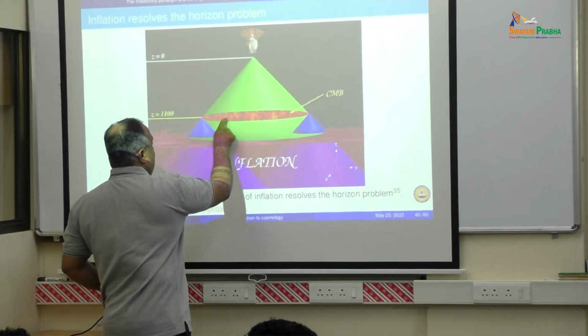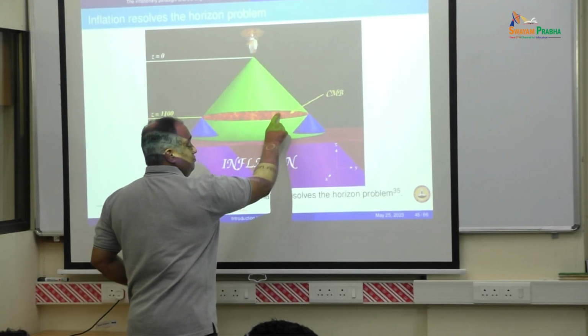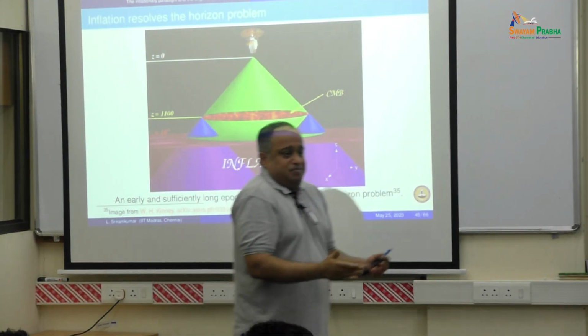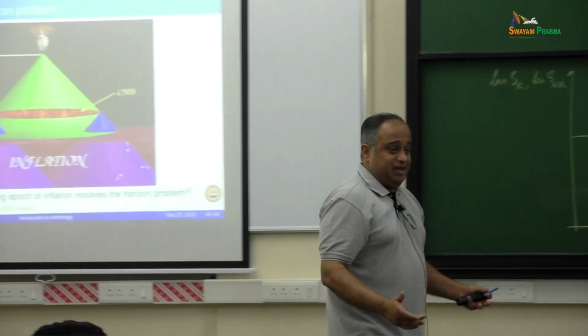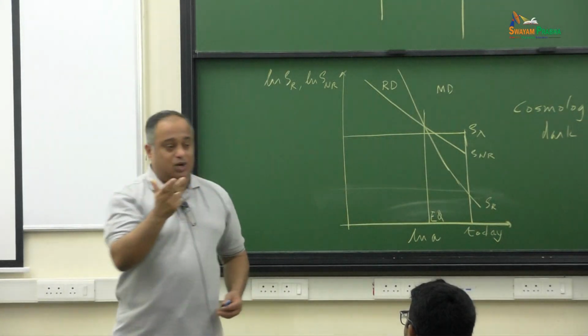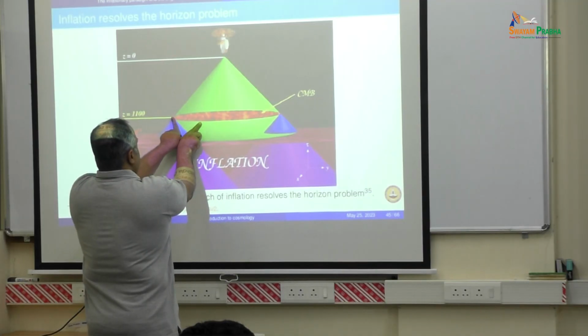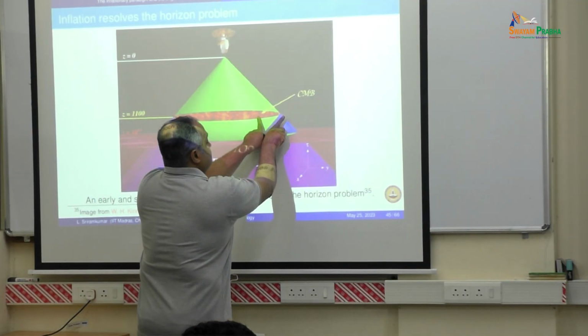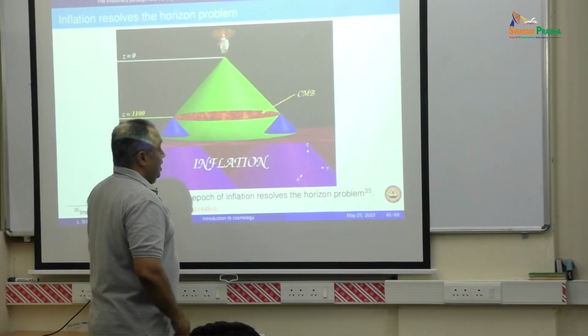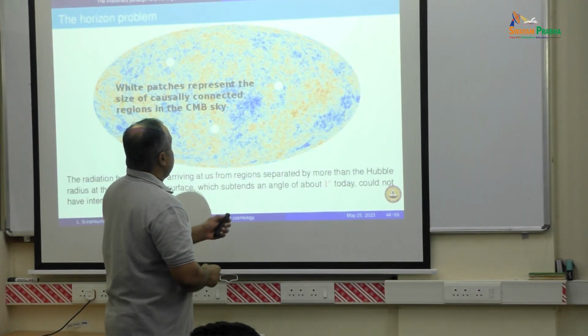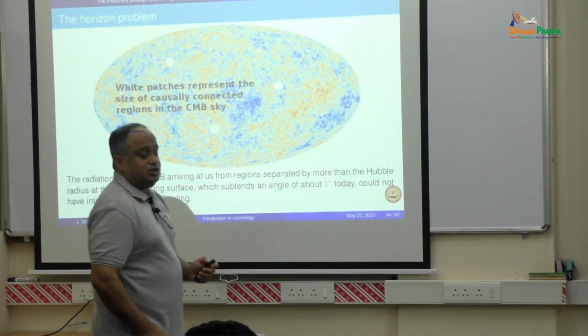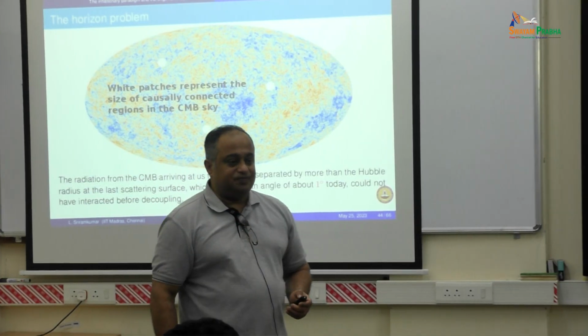This region of the sky and this region of the sky would not have been influenced by each other, because that's the size of the forward light cone. The size of the forward light cone is like this. Okay? Like this. So what you are observing is the entire sky. They almost seem to have the same temperature.